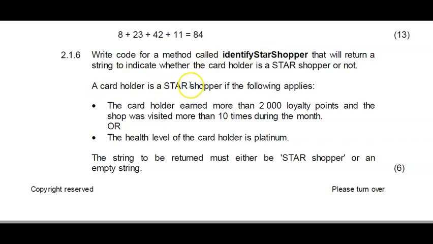So the person is a star shopper if they earned more than 2,000 loyalty points and the shop was visited more than 10 times during the month, or if the health level of the card holder is platinum. The string to be returned. So therefore my function has a string data type. I don't see any mention here of a parameter being received. So that would be no parameters, a function with a string data type, and it's either going to be star shopper or an empty string. Press pause and try it yourself.